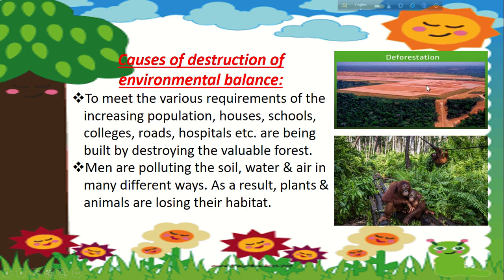for preparing different types of non-living things. Man is polluting the soil, water and air in many different ways. As a result, plants and animals are losing their habitat. So as we know, soil, water and air are the major components of the environment. If these three major components become extinct or destroyed, what will happen? The environmental balance must be degraded.